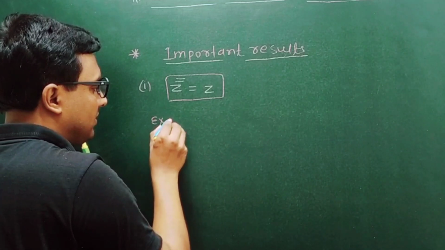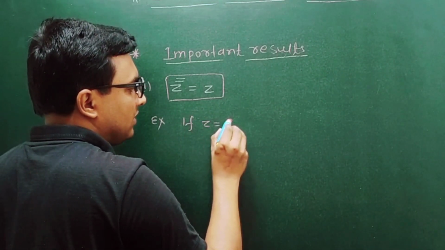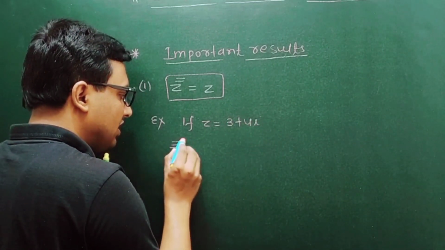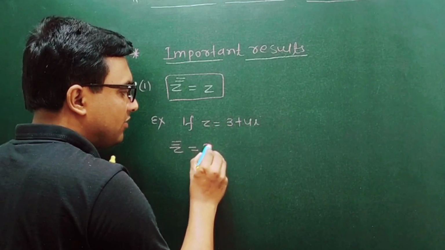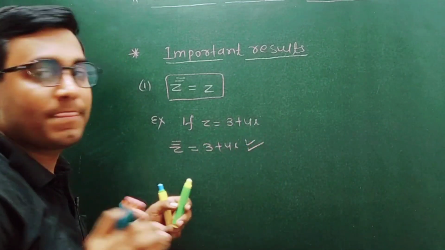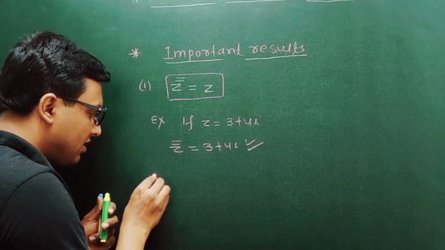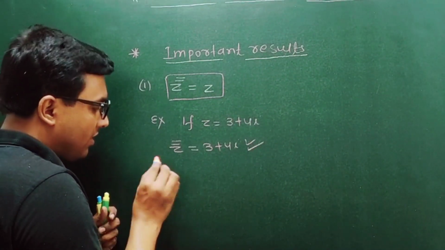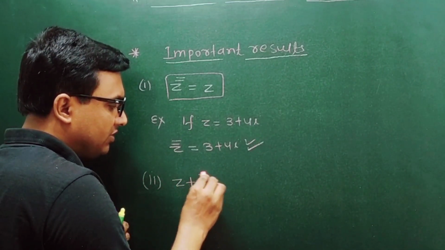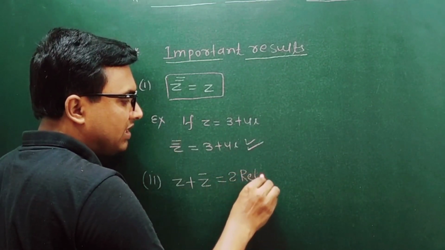Example, if z equal to 3 plus 4 iota, then z double conjugate equal to what? We write the same, 3 plus 4 iota is your final answer, right? Second result is z plus z conjugate is equal to 2 into real part of z.